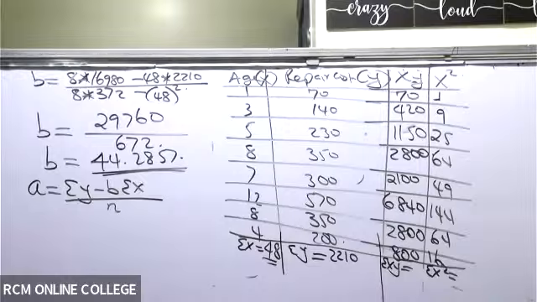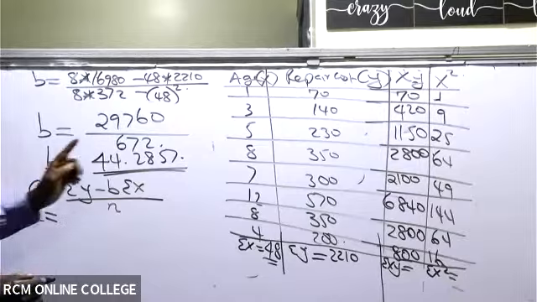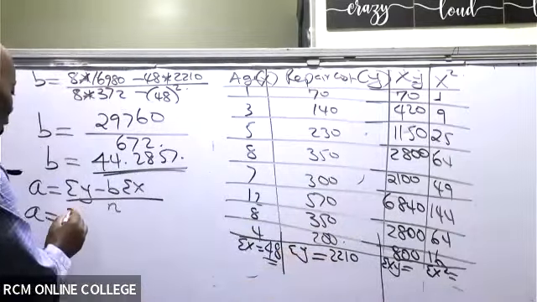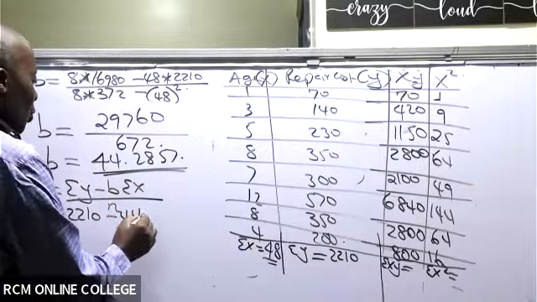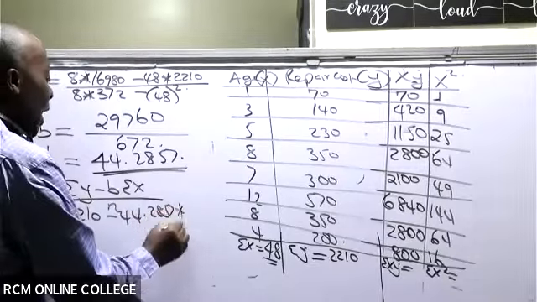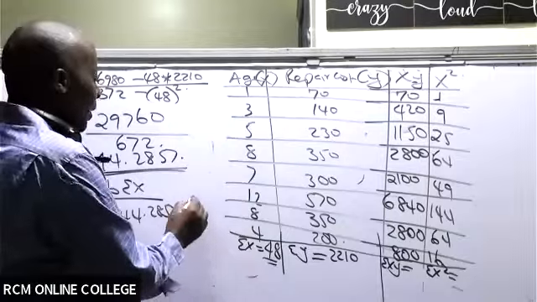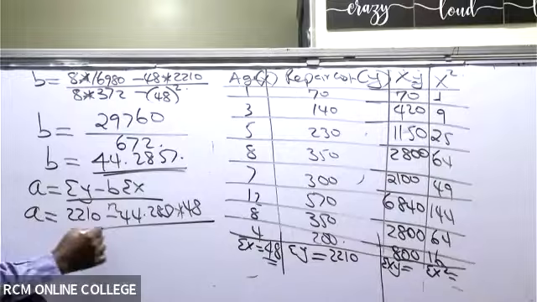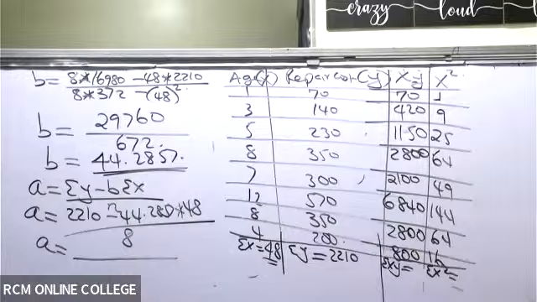So do we have all these parameters? Oh, yes, we do. So our A will be equal to summation of Y, which is 2210, minus B, which is 44.2857, times summation of X, which is 48, divided by our number of data points, which is 8. So again, go slowly and give me the numerator.